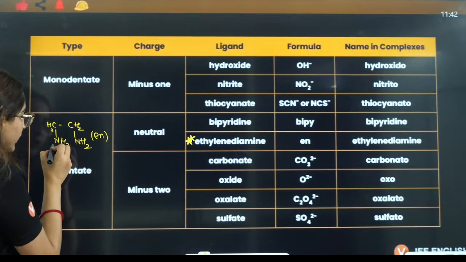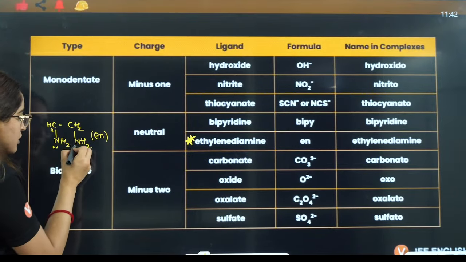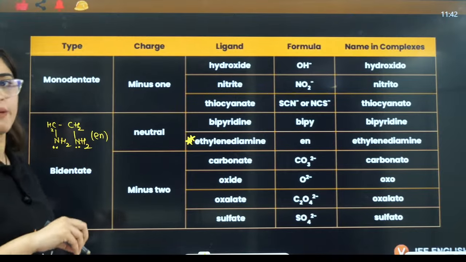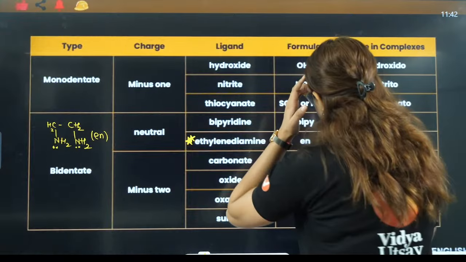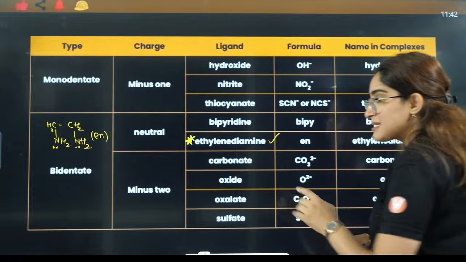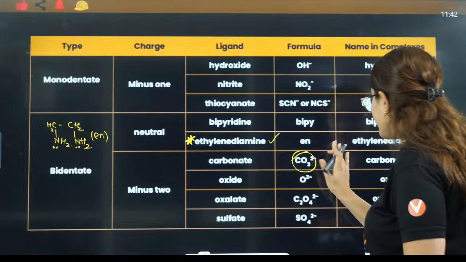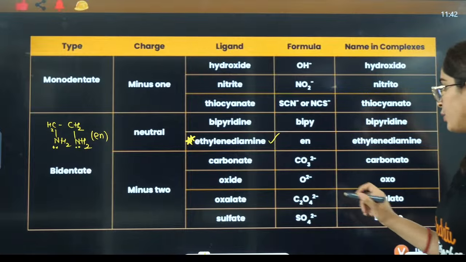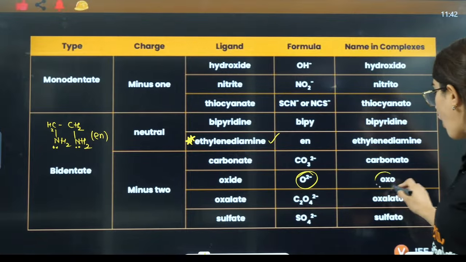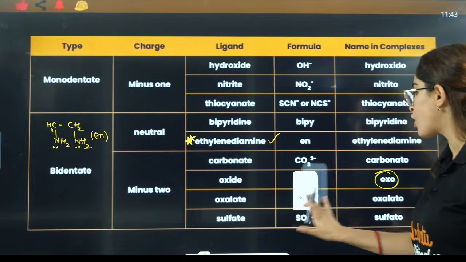It has two donating sites, one is this nitrogen, the other is this nitrogen. Overall it is a neutral ligand. This is very, very famous, right? Then you have carbonato, that is CO3 2-, called carbonato. O2 negative is oxo.